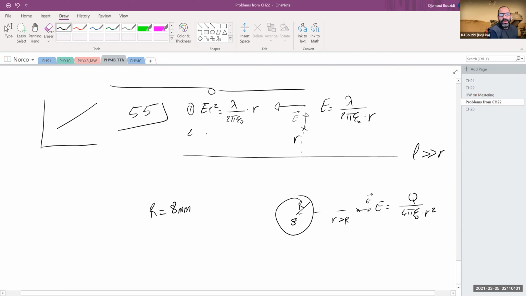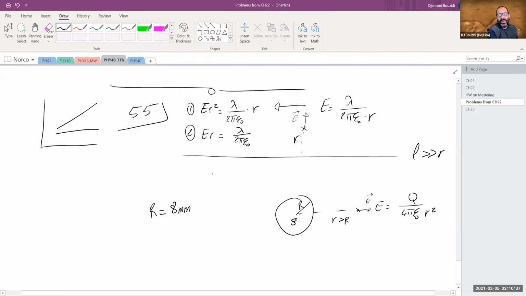Graph 2: multiply this by R and draw it. So the R will cancel the R, and we're going to end up with lambda over 2 pi epsilon naught. So this should be a line. If I see it's a line, I know exactly that this is a rod. If I multiply it by R and I see a horizontal line for this one, or a line growing up, I know that this is the rod, actually.